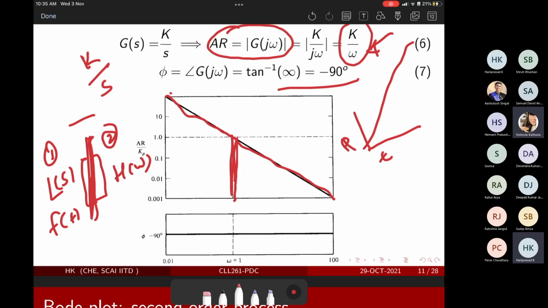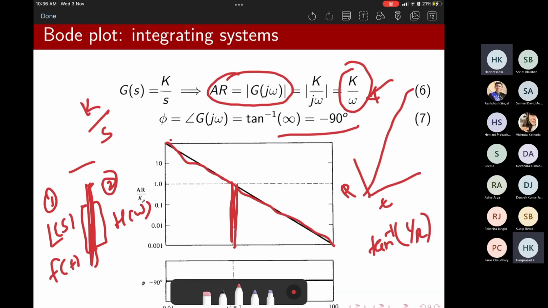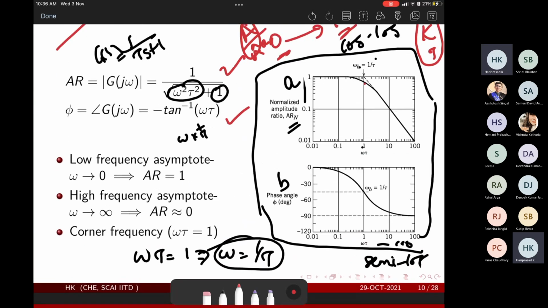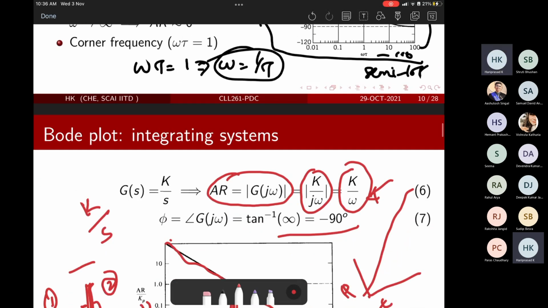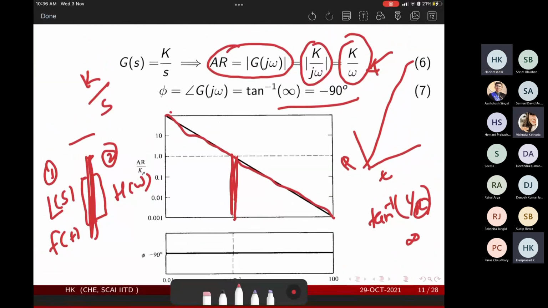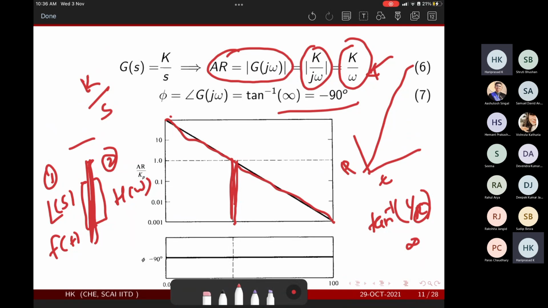Sir, why do we only get infinity as our angle? It's very simple. Tan inverse of I by R: if you look at K by s, there is no real part in this, so R is 0 and this becomes infinity. Here the amplitude is a function of omega, but your phase angle is constant. The phase angle of the system is always constant; only the amplitude is going to change. Yes, sir, understood.